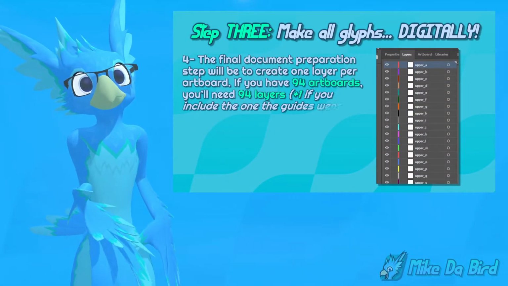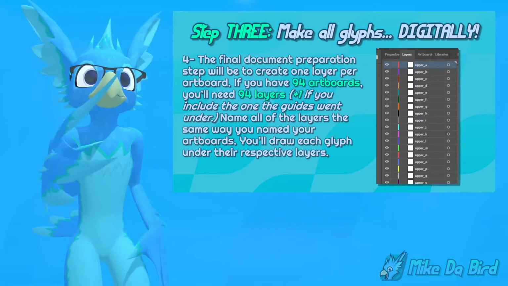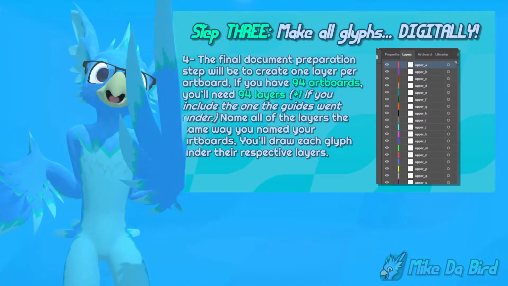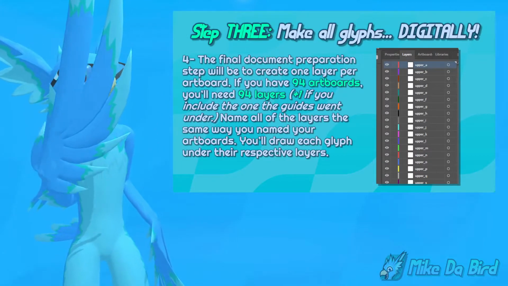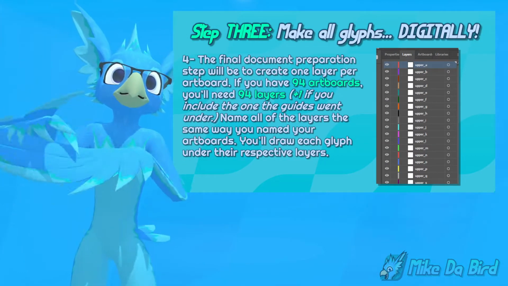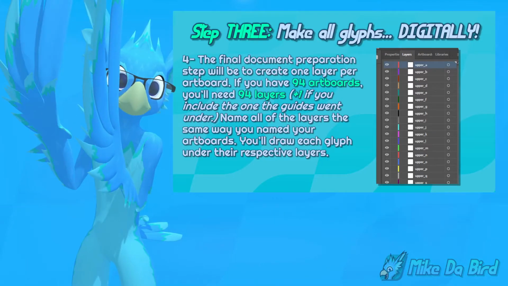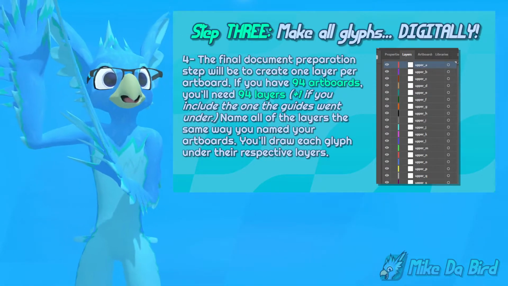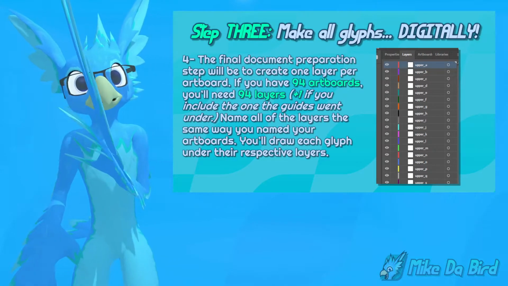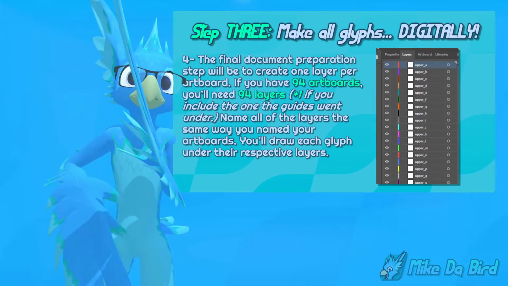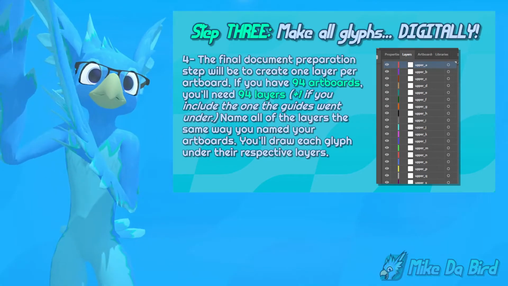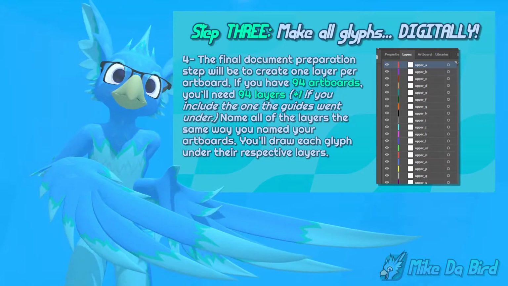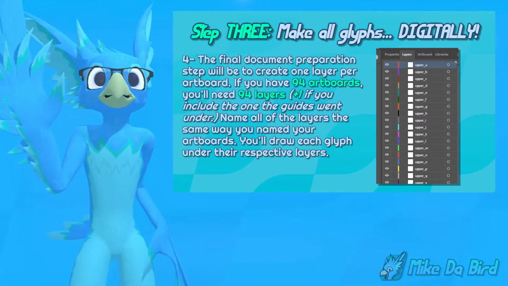And then the final preparation step will be to create one layer per artboard. So if you have 94 artboards, you'll need 94 layers, plus one because there's also one layer automatically put where all the guides went into. You can lock that one and create 94 extra layers. Those are where you're gonna draw your letters and everything. Like, do one per letter. That's why 94 artboards, 94 letters, 94 layers. Yeah, you get the point.